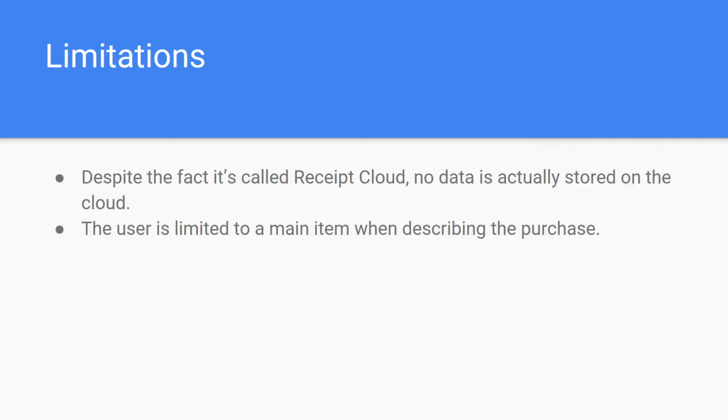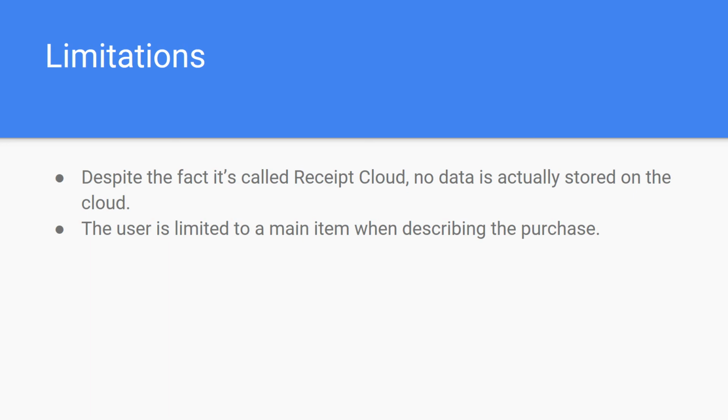So moving on to the limitations of this app, and I feel like there are many, as it's still quite basic. One of the major limitations is, despite the fact that it's called Receipt Cloud, no data is actually stored on the cloud. So unless the user is accessing their personal phone in which they've entered the information, they have no way of accessing it outside of that. And I know I could have implemented this using Firebase or another online storage medium, but I wanted to stick with core data built into iOS, just because I was having issues getting Firebase to work fully and to my satisfaction.